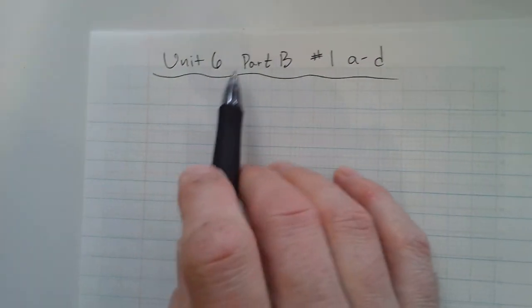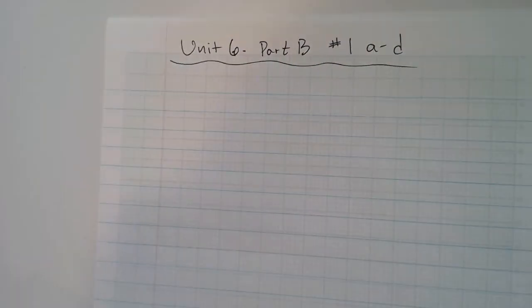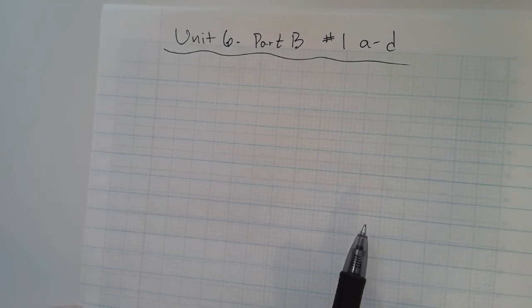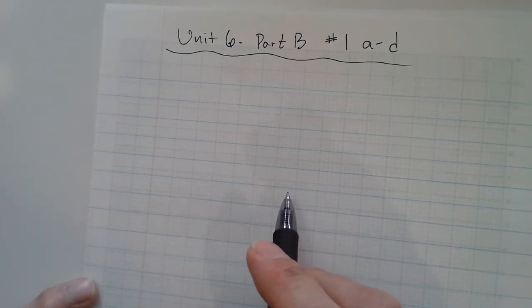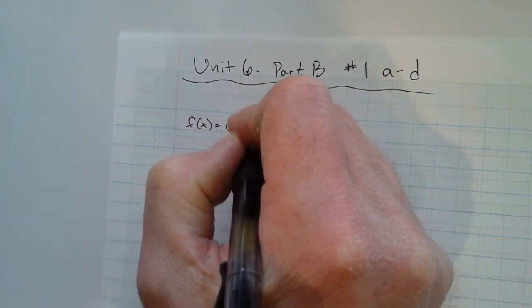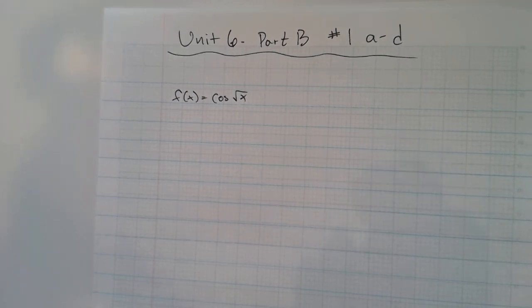All right, as you can see, we're doing Unit 6, Part B, number 1A through D. They have told us that f of x is cosine of the square root of x, and we have to approximate the definite integral using a midpoint Riemann sum with the subintervals given to us. Show the work that leads to your answer.